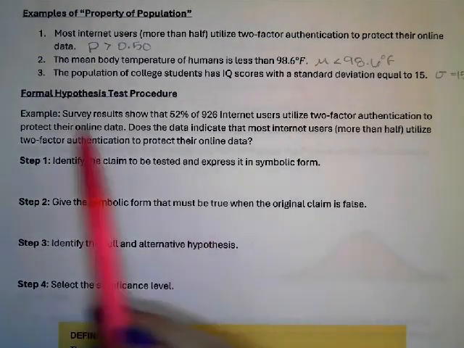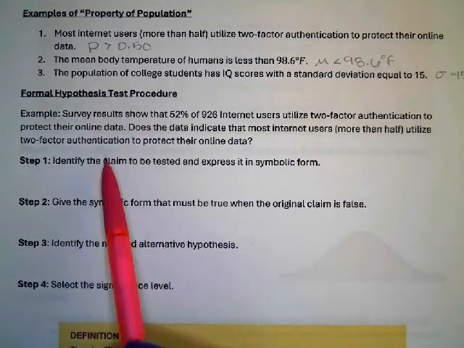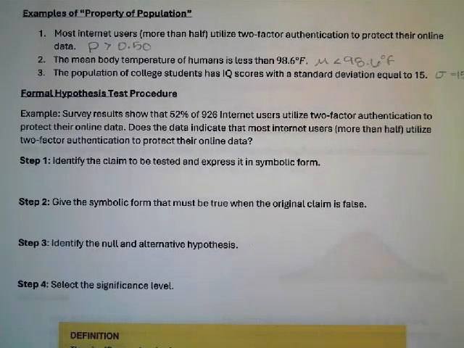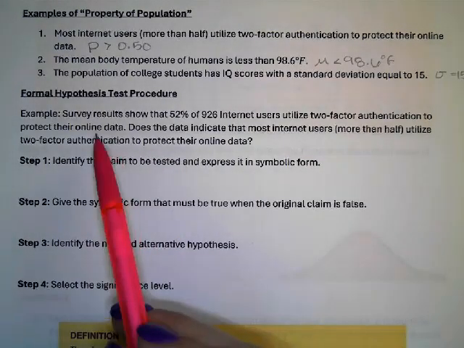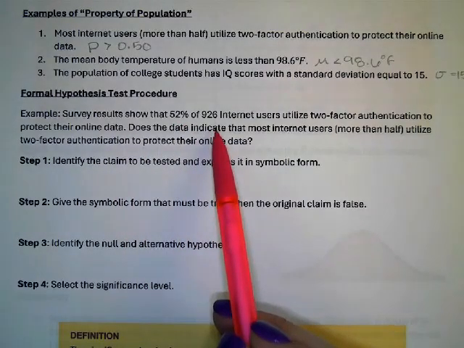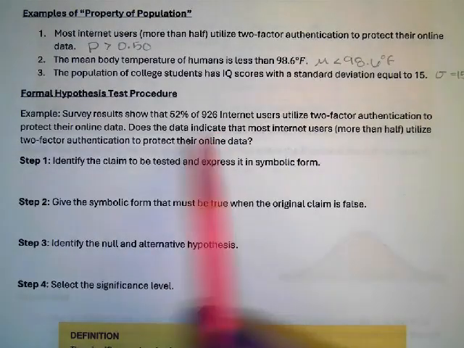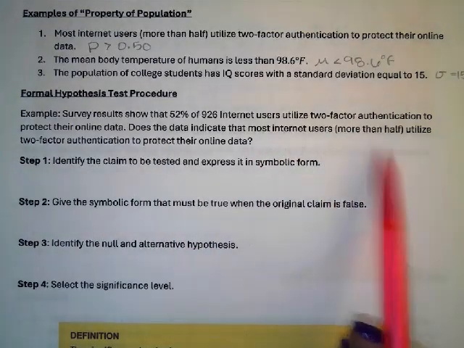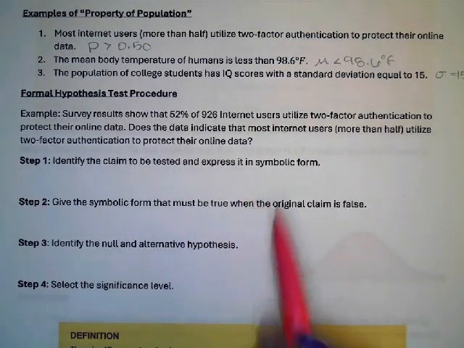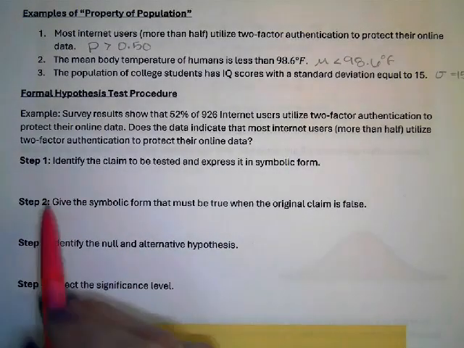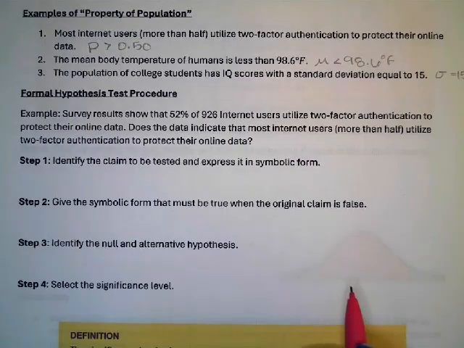All right, so the whole purpose of this section is to go through a formal hypothesis test procedure, and there's 8 steps listed out, and we're going to go through all 8 steps with an example so that you can see how they work. This example says, survey results show that 52% of 926 internet users utilize two-factor authentication to protect their online data. Does the data indicate that most internet users, most meaning more than half, utilize two-factor authentication to protect their online data? So does it prove it? Does it not prove it? First step is to identify the claim to be tested and express it in symbolic form.